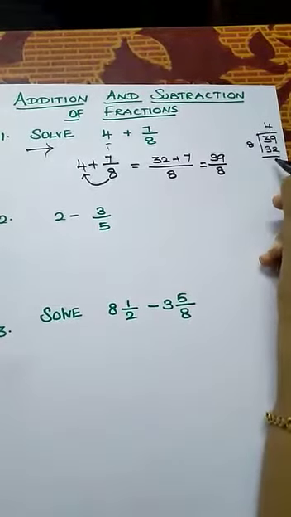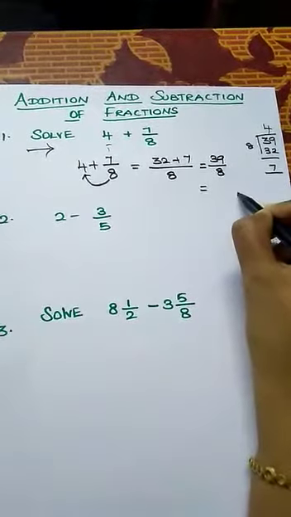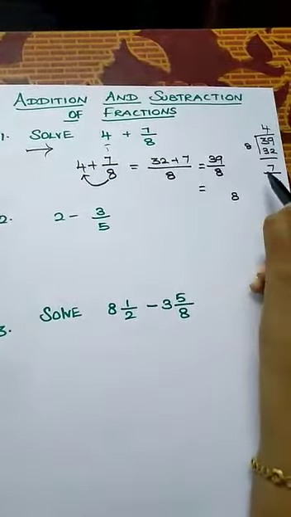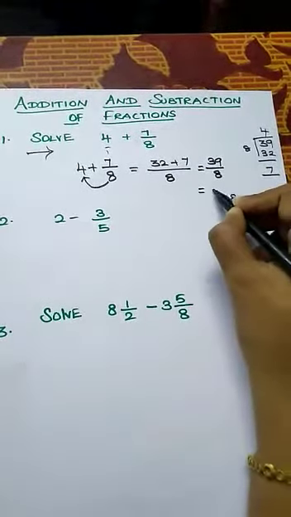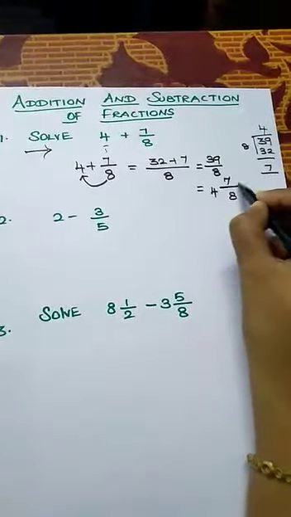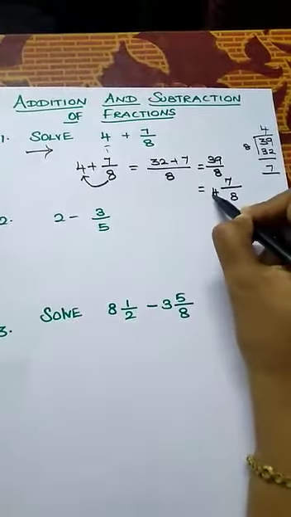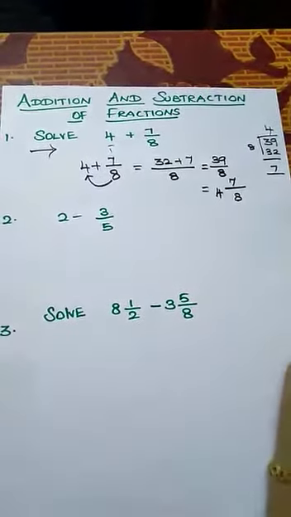Balance 39 minus 32, 7. So, again we have to write the same denominator place only. Then we have to write the quotient value in the whole number part. Then we have to write the remainder value in the numerator. So, now check the value. 8 4s are 32. 32 plus 7, 39. So, the answer is 39 by 8.